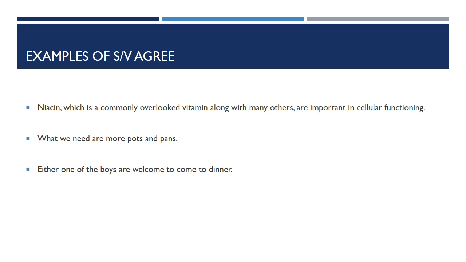So again, oftentimes when you look at sentences, what we need, right? What we need is your subject. What we need is more pots and pans. Either is also singular, so either one of the boys is welcome to come to dinner. And again, those can be very tricky when you're going through quickly. So always find the subject of the sentence and check it against the verb to make sure that it is correct.